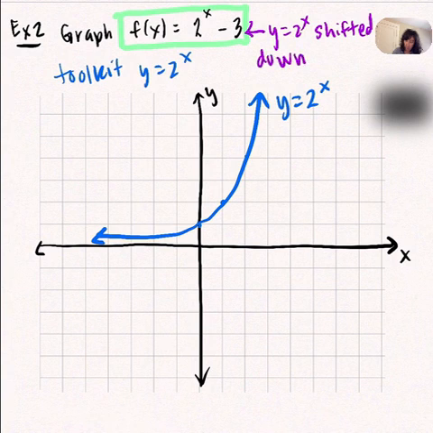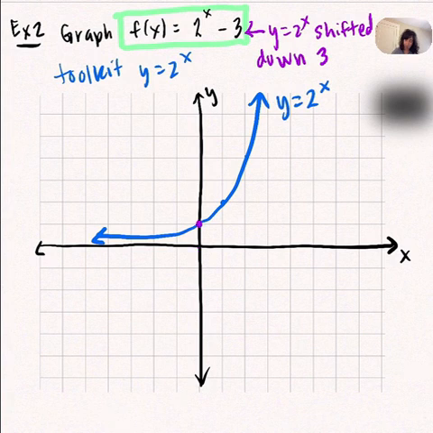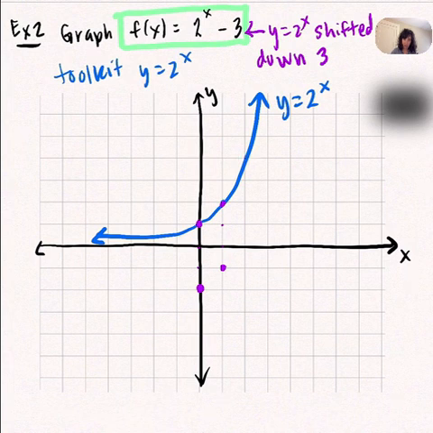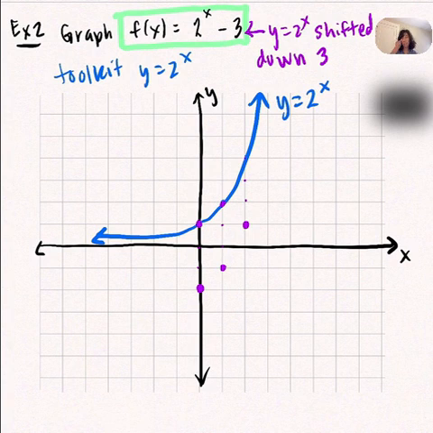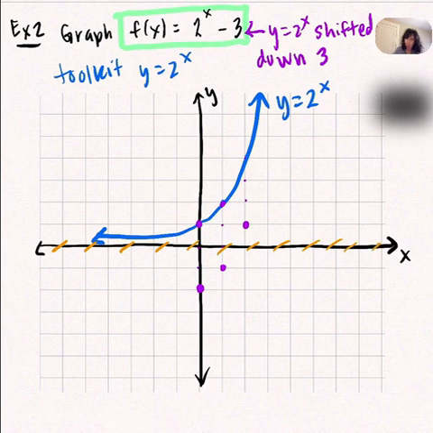down 3. So all we have to do is take every single point on the blue graph and move it down 3 to get f of x. So I take this point and I go down 1, 2, 3. I'm counting down on the grid. I take this point up here and I go down 1, 2, 3. I take this point right here and I go down 1, 2, 3. And then I can just fill in the rest of the graph. Now, we want to account for the asymptote here. So there's this asymptote right there at the x-axis.